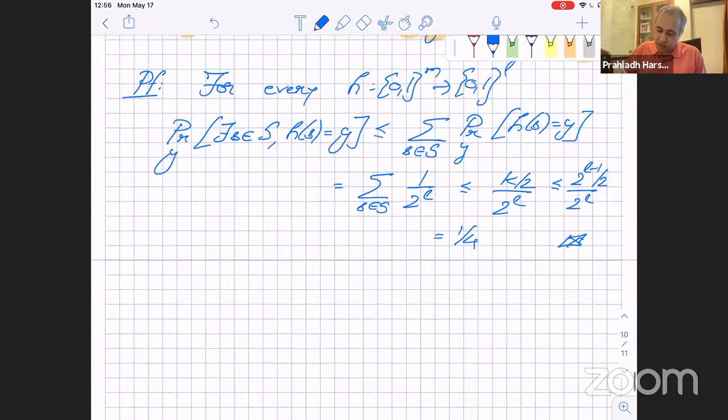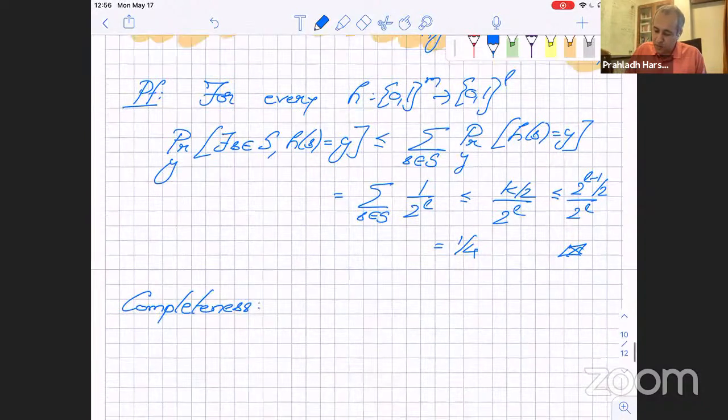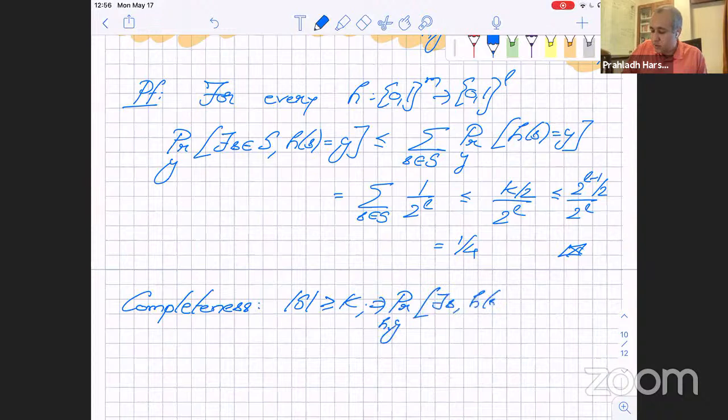Let's do the other direction too, completeness. Understood? If |S| is greater than or equal to k, then the probability over h and y that there exists an s such that h(s) equals y is greater than or equal to, I'll figure out what this is. We will add that once we do the calculations.